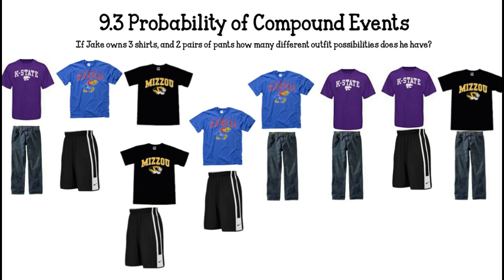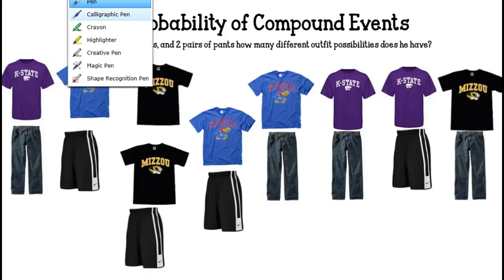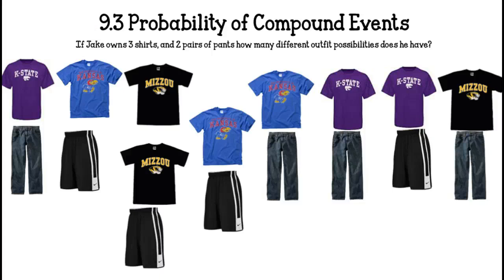So, how many different outfits do we have? We have 6 different outfits. The way we get this is there are 3 possibilities for shirts and 2 possibilities for pants. So here are the shirts. Here are the 2 for pants. So you take 3 times 2 and you get 6. So that's mathematically how you would get that without taking apart his closet and mixing and matching everything.